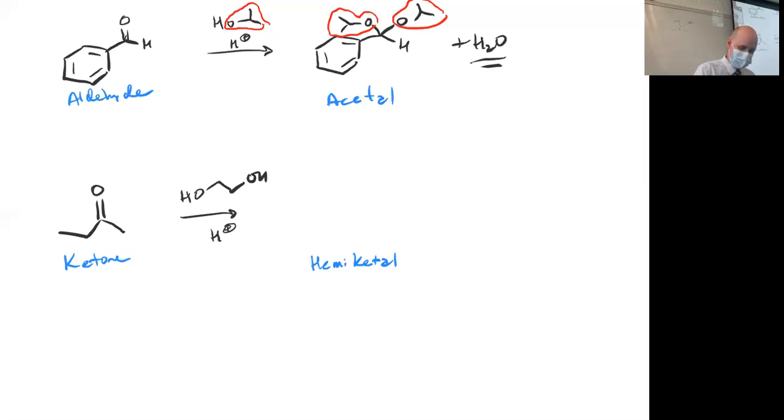All right, it should look like this. We got one OH left over from my original oxygen in my carbonyl. And then I would have one of these guys attached. So it should look like that. Ready to go with that?